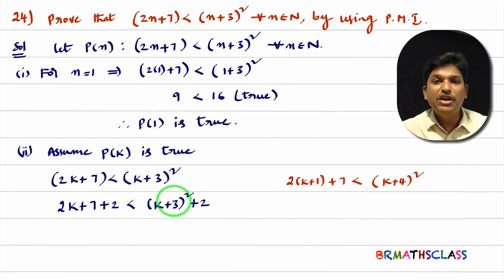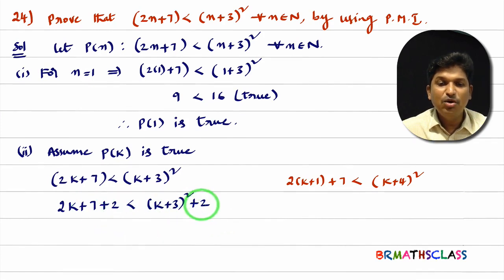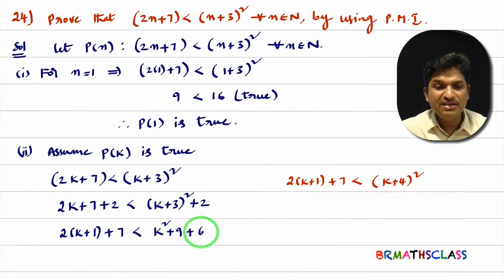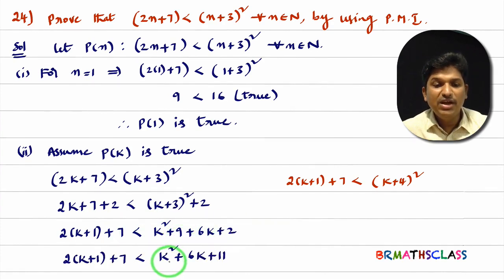You observe here, we know that for an inequality, if we add a number on both sides, the inequality remains the same. Now you see here, I got the left hand side part of P of k plus 1. What I'll do, in these two terms, 2k and 2, I'll take 2 common. You will get 2 into k plus 1 plus 7 is less than... You expand this k plus 3 whole square, what you will get? k square plus 9 plus 6k plus 2. If I simplify this further, you will get k square plus 6k plus 11.